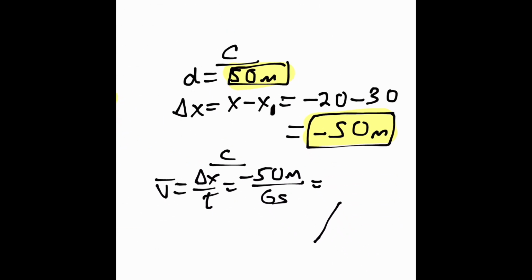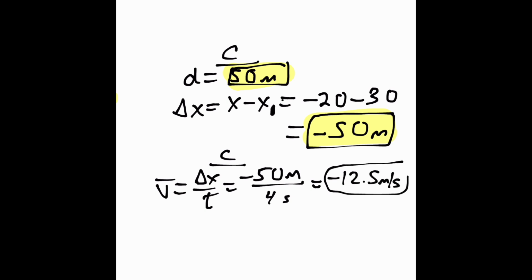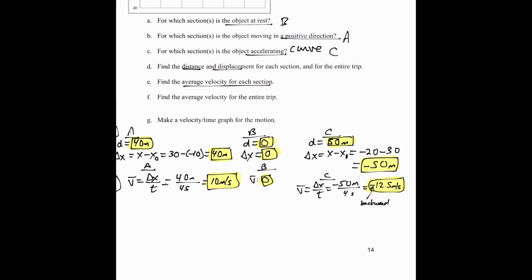Wait, I'm sorry, that's a 4-second time interval. From 6 to 10 seconds is a 4-second time interval. We should be getting about -12.5 meters per second. Okay, again, what does the negative signify? It means you're going in a negative direction. For instance, maybe you're going backward, or maybe you're going to the left, or maybe you're going down, but you're going in a negative direction with that particular velocity.